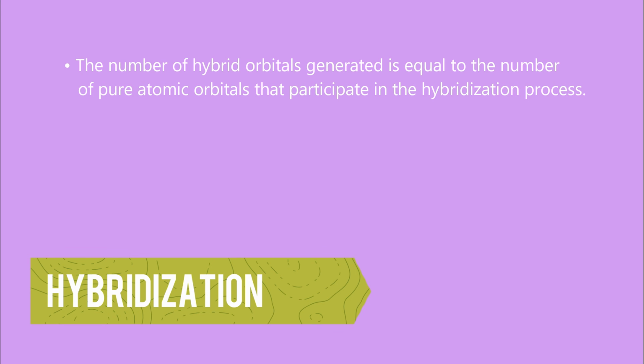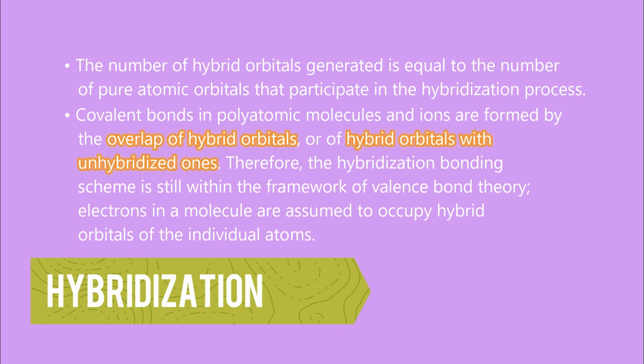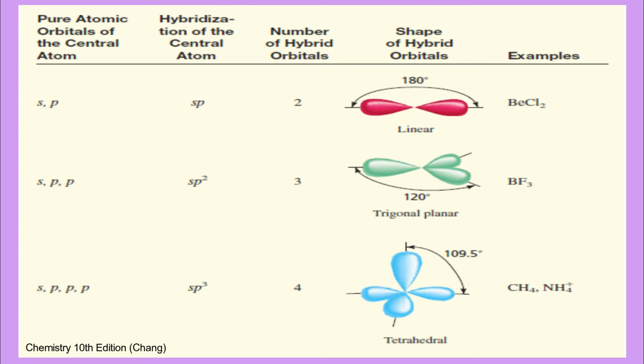The number of hybrid orbitals generated is equal to the number of pure atomic orbitals that participate in the hybridization process. Covalent bonds in polyatomic molecules and ions are formed by the overlap of hybrid orbitals, or of hybrid orbitals with unhybridized ones. Therefore, the hybridization bonding scheme is still within the framework of valence bond theory. Electrons in a molecule are assumed to occupy hybrid orbitals of the individual atoms. This table summarizes sp, sp2, and sp3 hybridization.